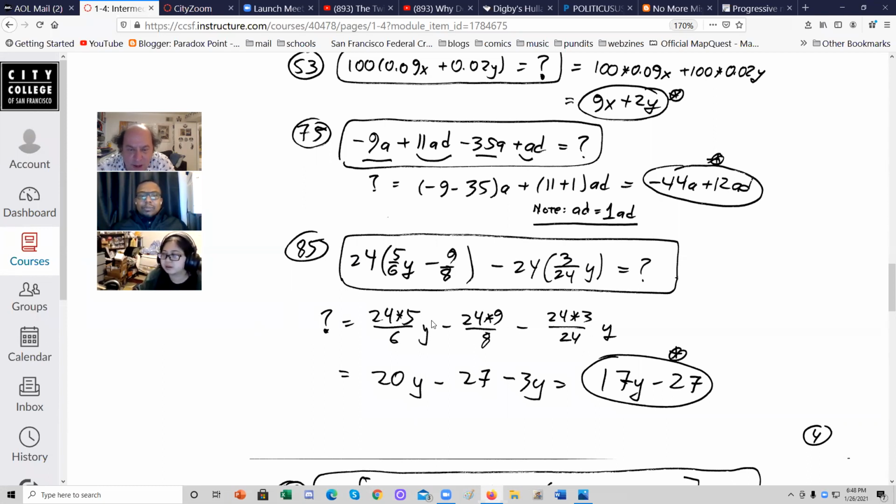All right, now here things get a little gnarly. 24 over 6 cancels, leaves a 4, times 5 is 20. 24 over 8 cancels, leaves a 3, times 9 is 27. 24 over 24 cancels, leaves a 3. So we're going to get a 20y for this term, minus 27 for this term, minus 3y for this term. Now we combine two like terms. 20y minus 3y is 17y.